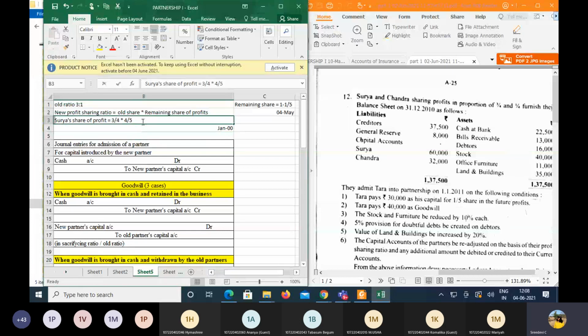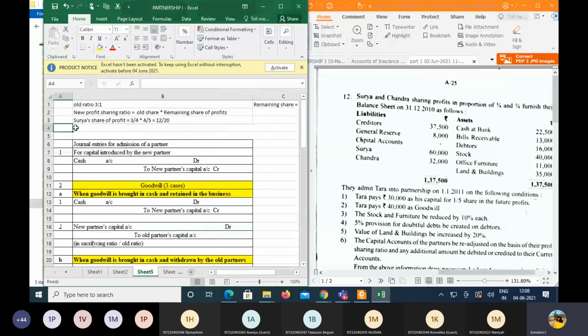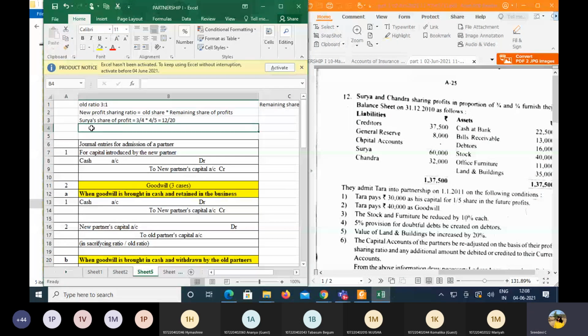Okay, here only we will do. Equal to 12 divided by 20. Here also, I think it's taken as a date here, 4 by. So let me put it as here. It's equal to 4 divided by 5. Okay. So now let's move to the next partner, that is Chandra.